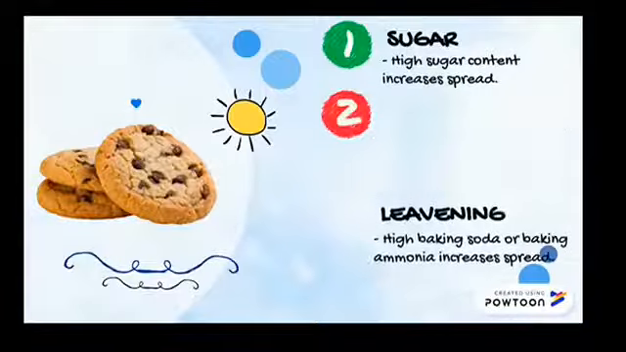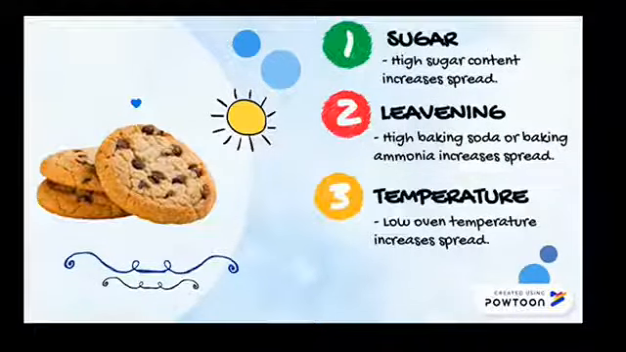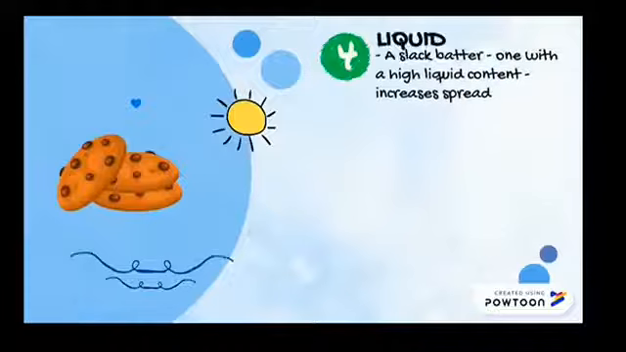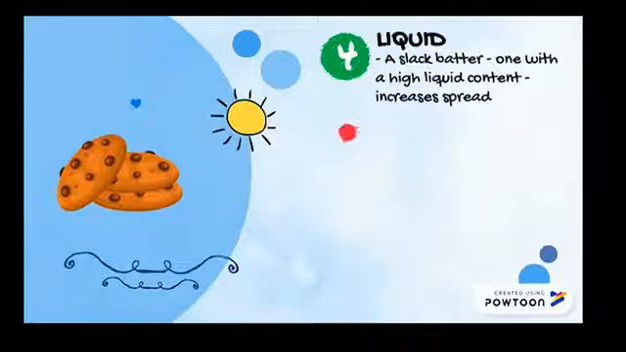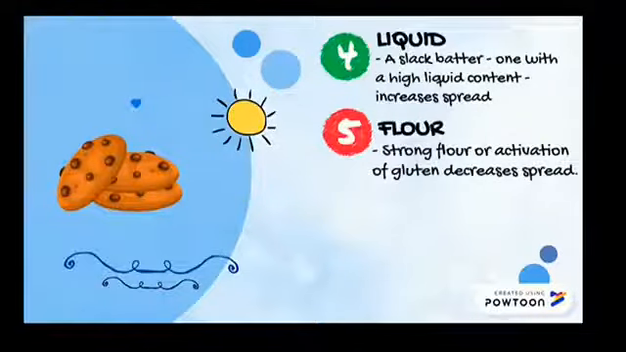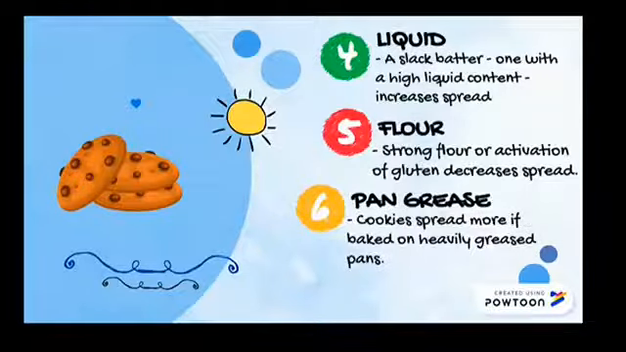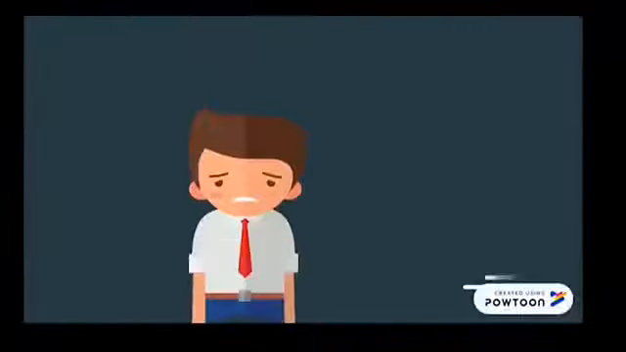Sugar: high sugar content increases spread. Leavening: high baking soda or baking ammonia increases spread. Temperature: low oven temperature increases spread. Liquid: a slack batter with a high liquid content increases spread. Flour: strong flour or activation of gluten decreases spread. And pan grease: cookies spread more if baked on a heavily greased pan.